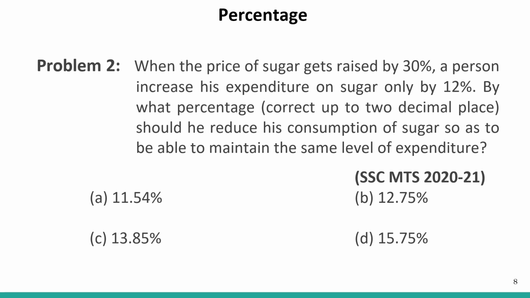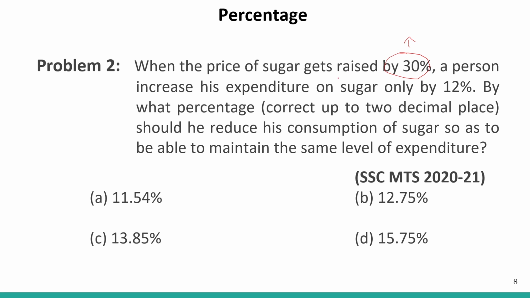When the price of sugar gets raised by 30%, here the price was raised by 30% increase. Okay, so a person increases his expenditure on sugar only by 12%. So by what percentage, correct up to 2 decimal places, should he be reducing his consumption of sugar so as to maintain the same level of expenditure?